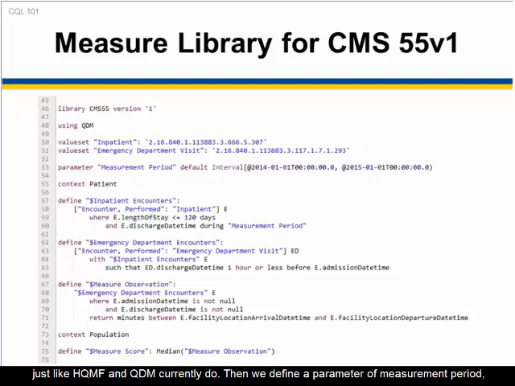Then we define a parameter of measurement period. It lets us define what we want the measurement period to look like by default, and then allows the evaluation to perform this for any given measurement period. You can pass in a week or a month or a quarter or the entire year. And then we declare the patient context. We define inpatient encounters as encounter performed in the inpatient value set. So any encounter that has a length of stay of less than 120 days and a discharge during that measurement period.